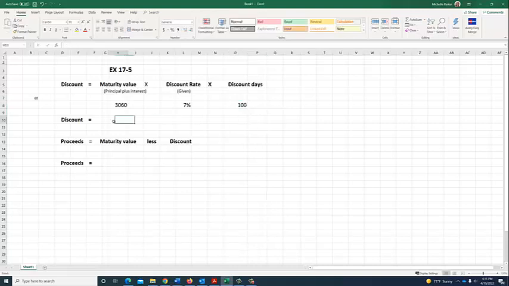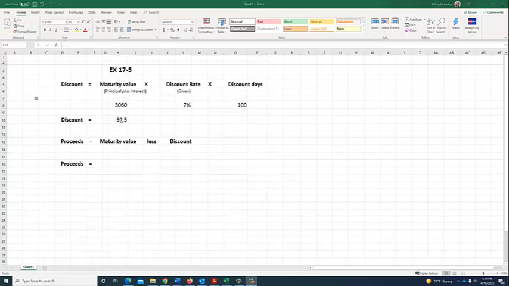Okay, so we will now calculate our discount. It's going to be the 30/60 times the 7% times 100 divided by 360. So our discount on this note is $59.50. The discount that we've calculated is what the bank keeps.